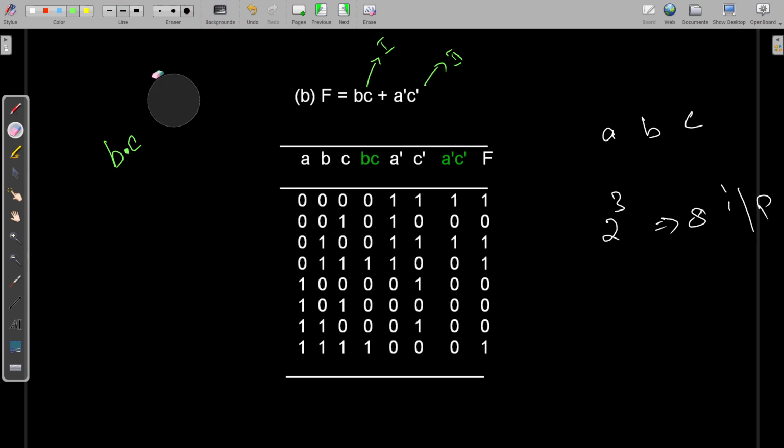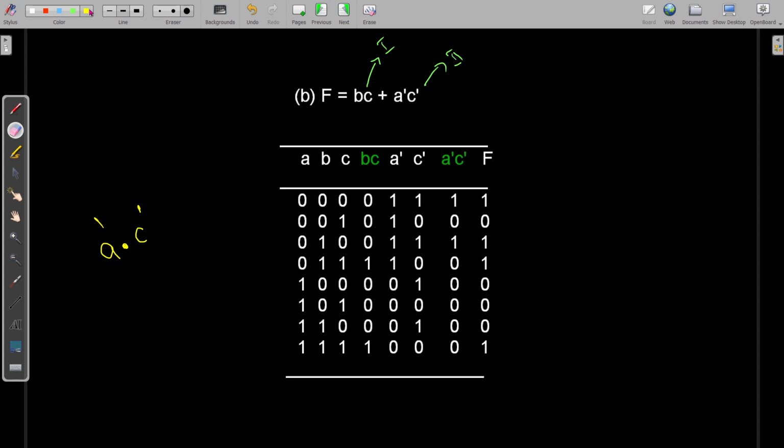Then when you go for the second term, the second term consists of A dash ANDed with C dash. So we need to find out A dash first. So we have one more column added to this. What is A dash? It is the complement of A. Here it is 0, so you have a 1. Here it is 0, you have a 1. 0 complement is 1. So here you have 4 ones, and for the rest you have 4 zeros. Like that we have this A dash.